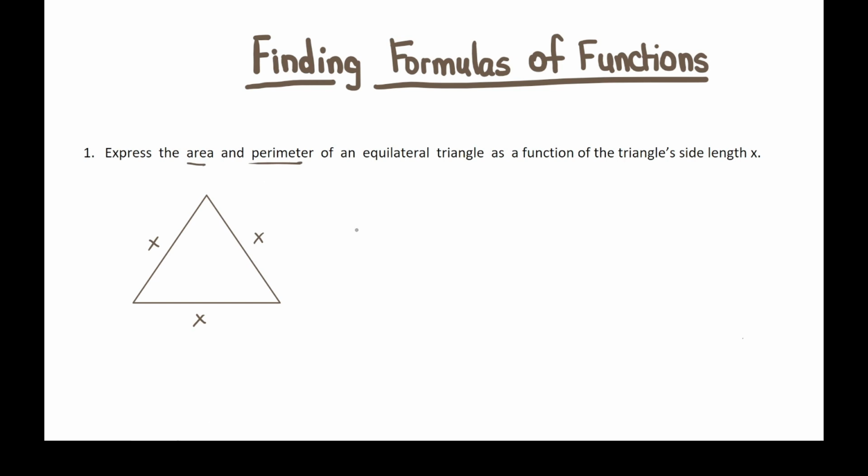Let's do the one for perimeter first. Let's say the function of perimeter is P of x, where the input variable is x and the output is the perimeter. So to find the perimeter of the triangle, we simply add the lengths of the sides, which in this case would be x plus x plus x. Or we can simply write that as 3x. So we got our first function for perimeter, which is P of x equals 3x.